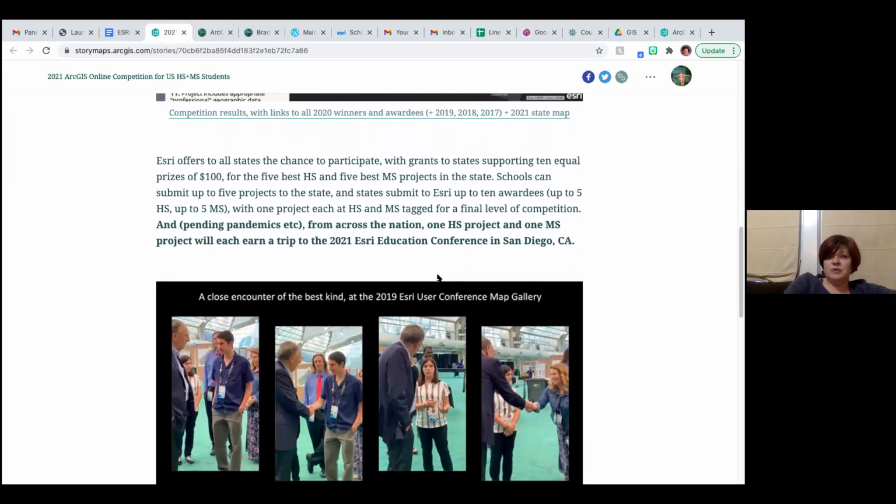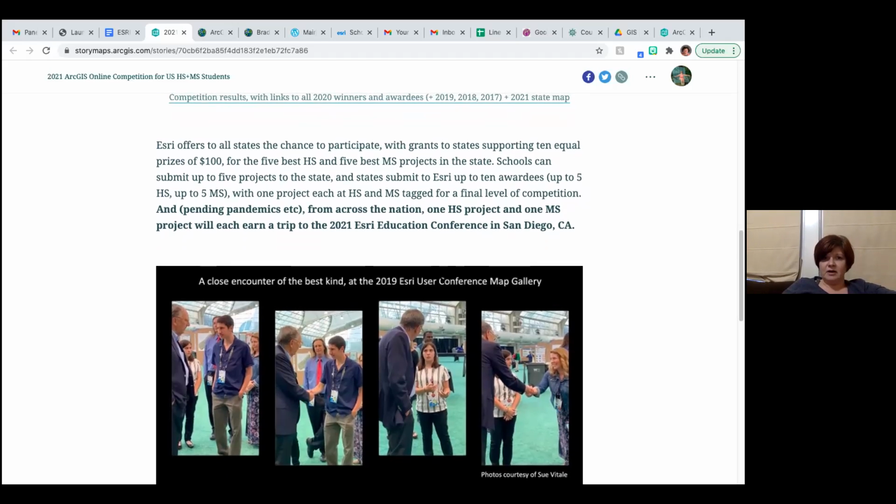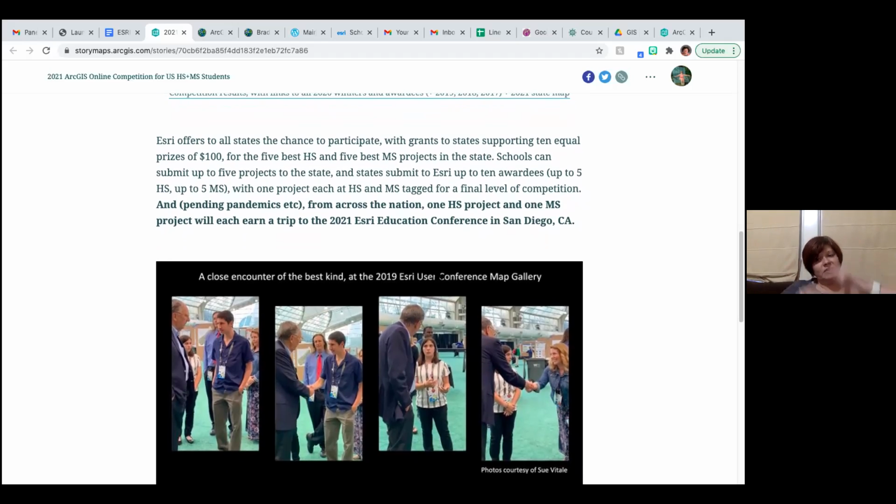ESRI offers all states a chance to participate, with grants to support 10 equal prizes of $100 for the 5 best high school and the 5 best middle school projects in the state. Schools can submit up to 5 projects to the state, and then the state will decide what 5 total projects will win. They're hoping to get each student winner for the country back to San Diego for the ESRI Education Conference this summer, pending pandemics, so fingers crossed.